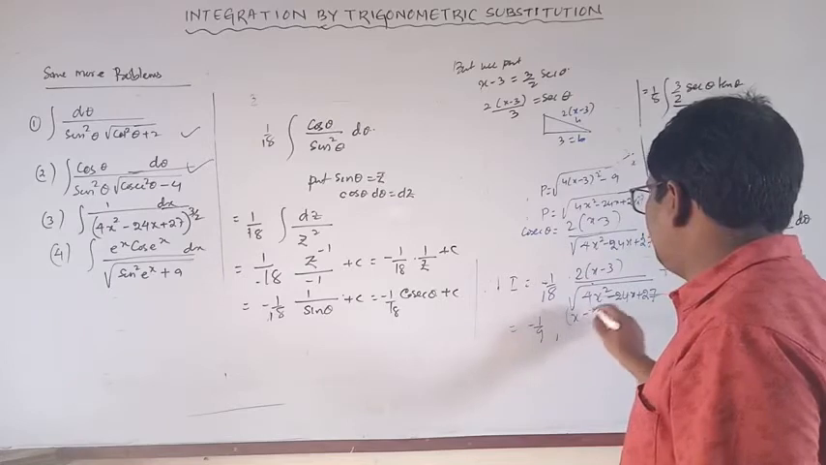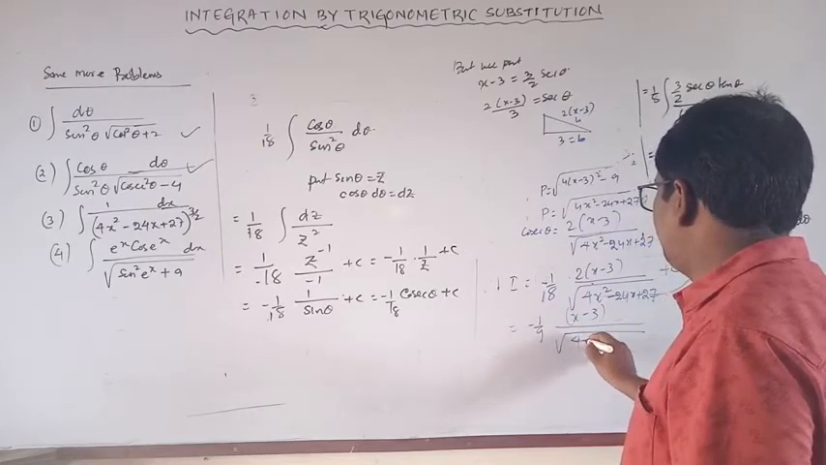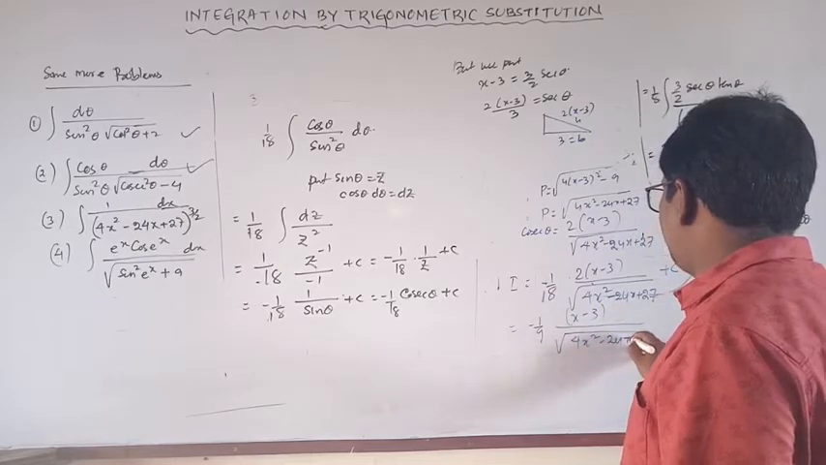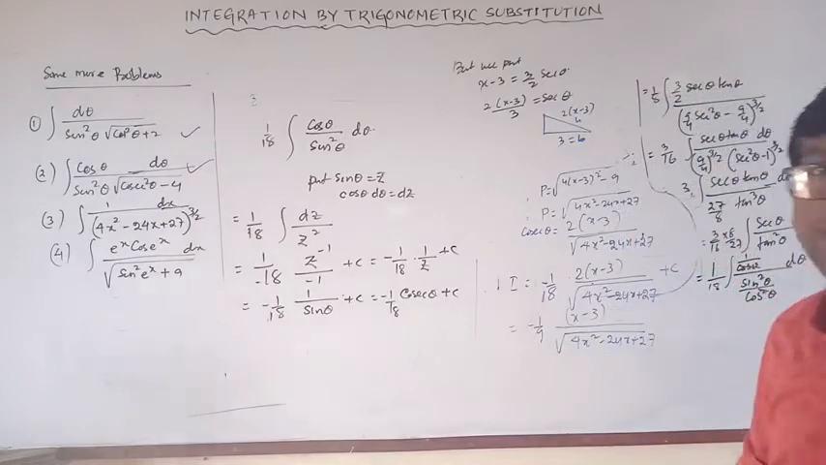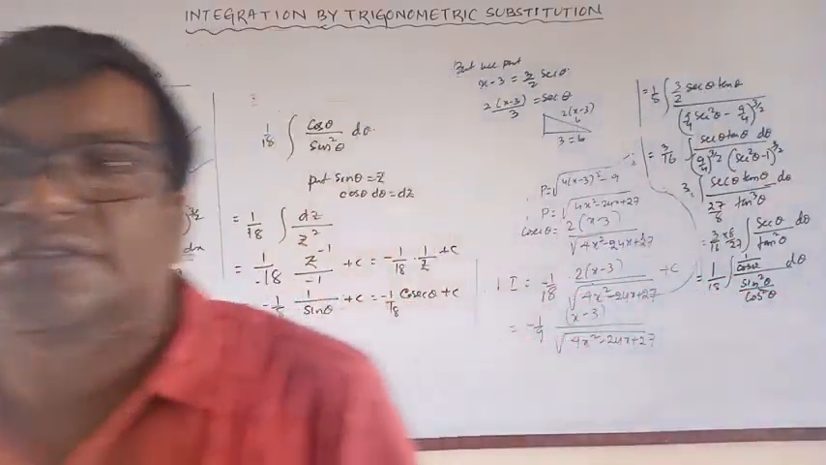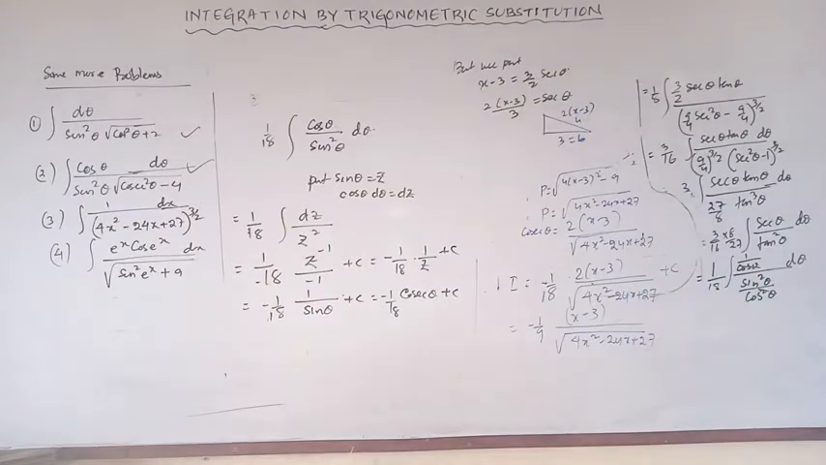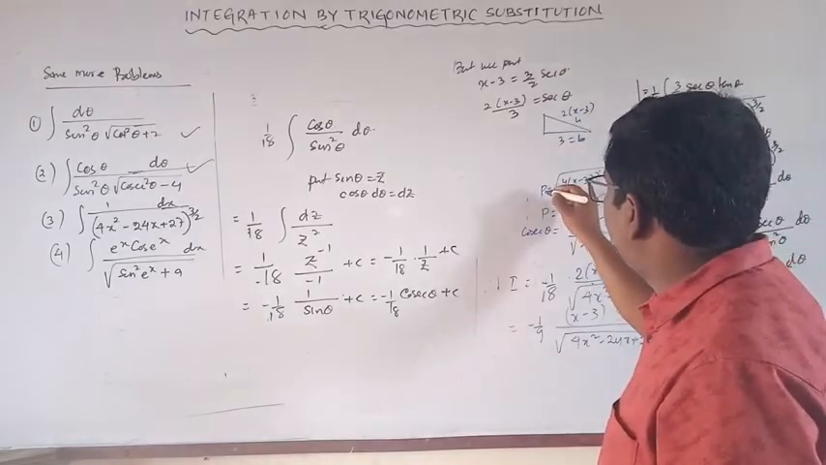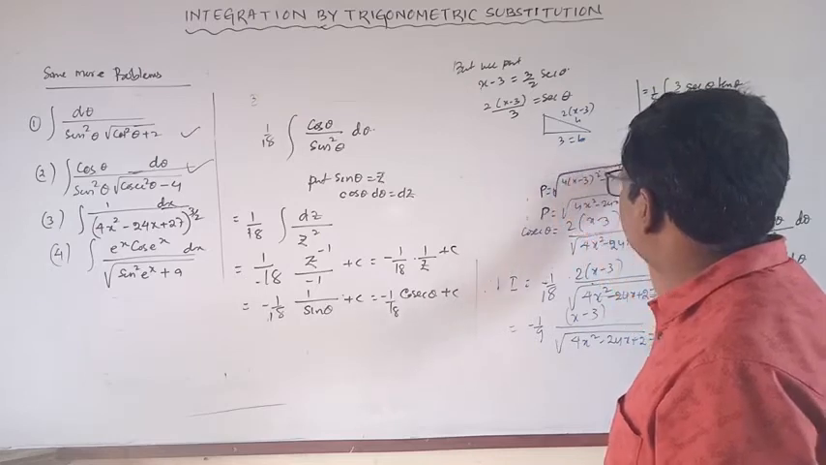x minus 3 divided by root over 4x square minus 24x plus 27. This is the solution of the question. Okay. Now this is not visible due to noise. This is p. This is p root over what?